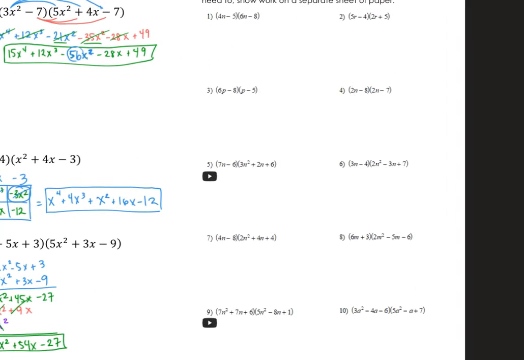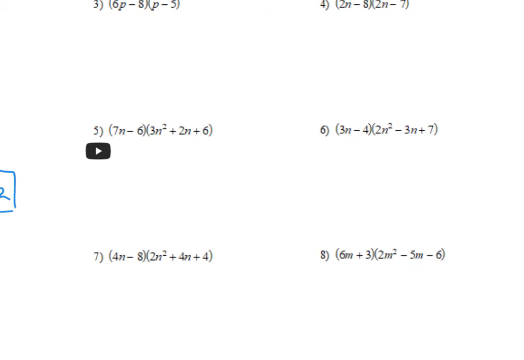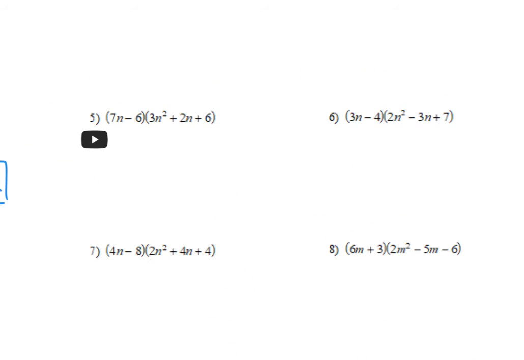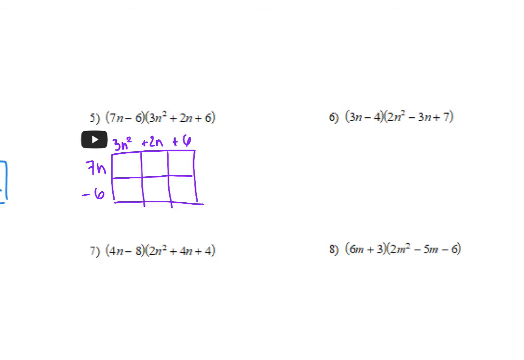So starting with number 5. I'm going to use the box method for this one. So actually, I'm going to go ahead and use the box method because it takes up the least amount of space. So I'm multiplying a binomial times a trinomial, so I need a 2 by 3 box. This is 7n minus 6, and this is 3n squared plus 2n plus 6. Okay, now we're going to multiply.